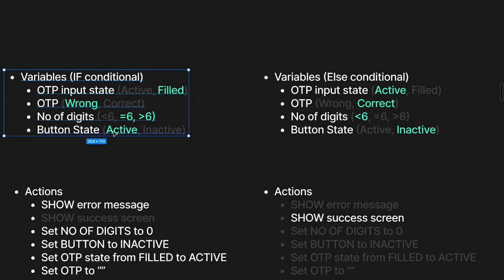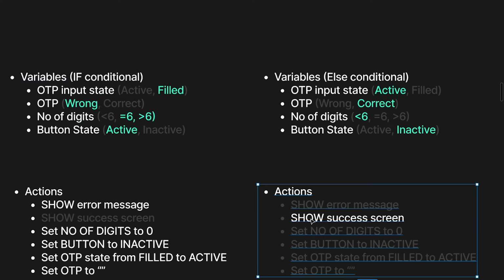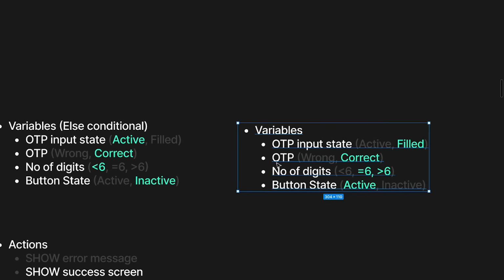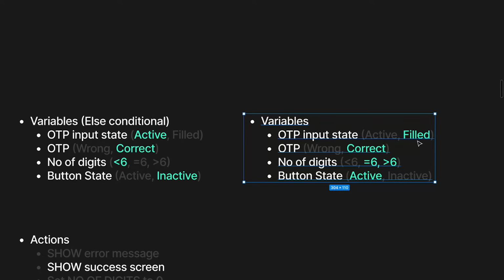The button state is going to be active, this is going to be inactive. But in reality, if we have to show the success screen, this is the right order that we need. Okay. And what is the right order? It has to be filled, it has to be correct, it has to be greater than or equal to 6, and it has to be active.